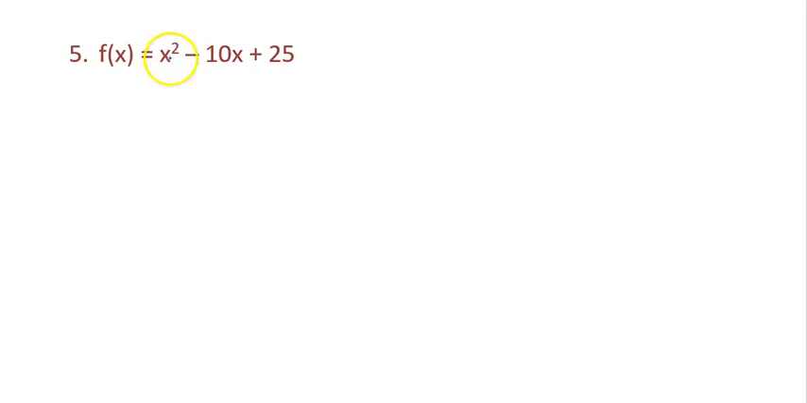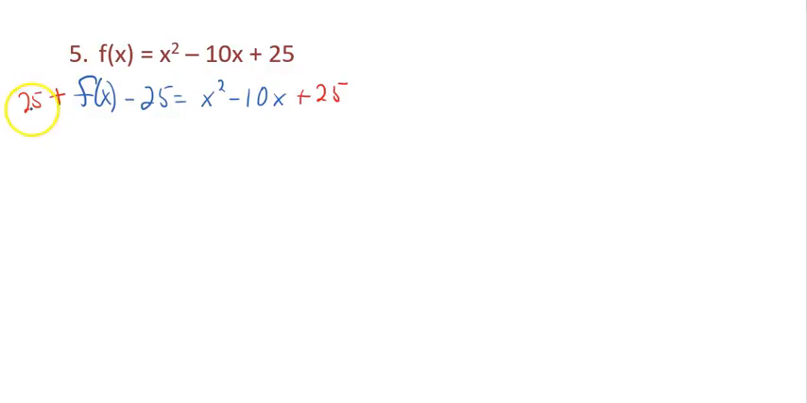Okay, example 5 is another example where you don't have a number in front. This might be a good one for you to try if you want to pause and try it. Okay, so hopefully you started this off by subtracting the 25, so you would have f of x minus 25 equals x squared minus 10x. Then you're ready to complete the square. So half of 10 is 5, and 5 squared is 25. So you're going to add 25 to both sides. Now what's nice is over here on the left you have 25 and negative 25, or 25 minus 25, which goes to 0. So you actually just have f of x there.